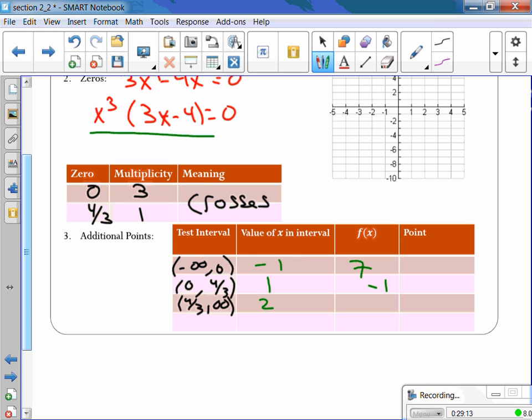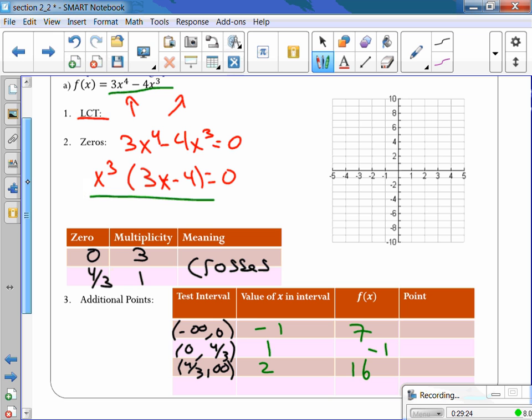And then just sketch it. Absolutely. So our end behavior, again, we know, rising on the left and right. By zeros, there. 3 extra points: negative 1, 7. 1, negative 1. And 2, 16. Okay. But over here, you'll notice there is a little squiggle.